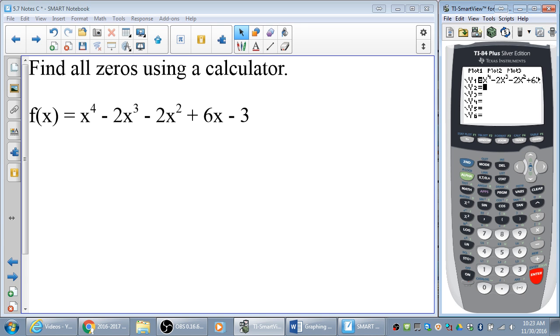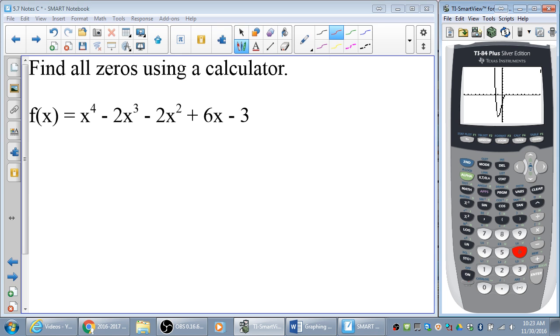Now remember, we zoomed in on the last one. If you did that as well, you're zoomed in. Now to get back to the negative 10 to 10s, you just go zoom. Number 6 says Z standard. This doesn't look real nice. It looks like it just misses negative 2, but there's something going on right there. So we're going to go zoom, and number 2 zooms in.